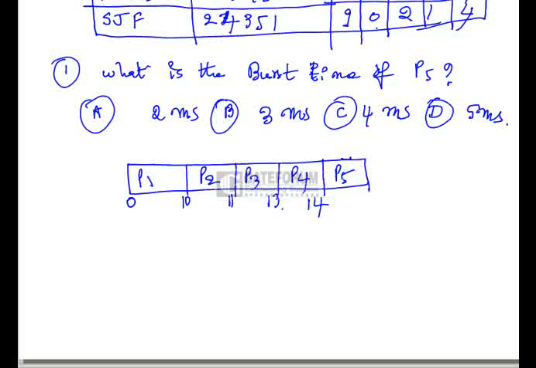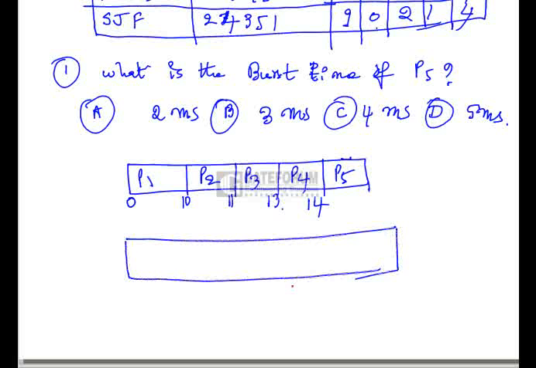But when P5 ends, we can't know using this strategy, because only the waiting time of P5 is given, and it is the process that is executed at the end. So let us see the SJF also, so that we will get the burst time of P5. What is the order of execution? We have to take the shortest job first.